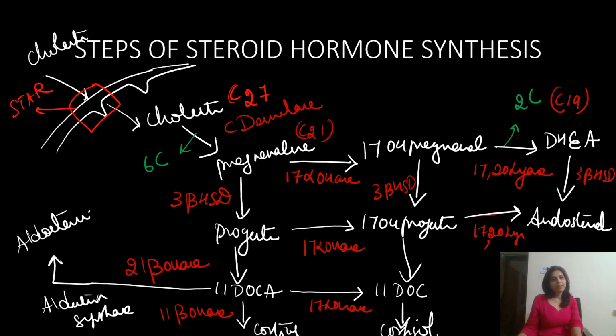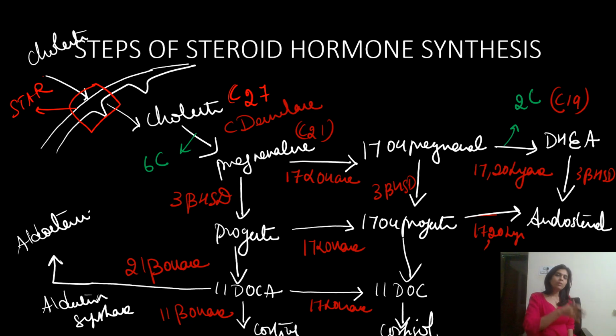So pregnenolone, 17-hydroxypregnenolone and DHEA, all three are acted upon by the next enzyme, which is 3-beta hydroxysteroid dehydrogenase. The common enzyme converts pregnenolone, 17-hydroxypregnenolone and DHEA to progesterone, 17-hydroxyprogesterone and androstenedione. And this conversion is also possible wherein progesterone can become 17-hydroxyprogesterone and 17-hydroxyprogesterone can become androstenedione. And once androstenedione is formed, activity in reticularis is over.